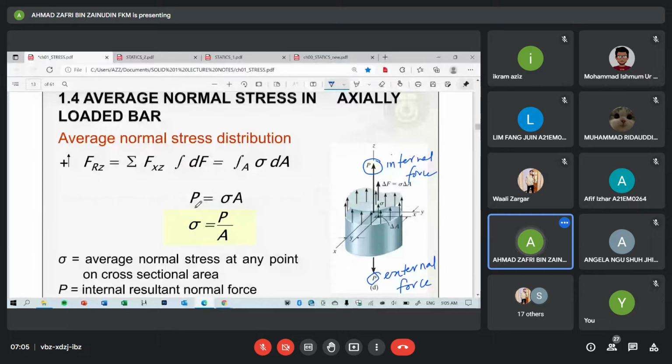The SI unit for force is Newton, and the SI unit for area is meter square. So the unit for normal stress is Newton per meter square, or Pascal, Pa. It's the same unit as pressure, but it is not pressure.